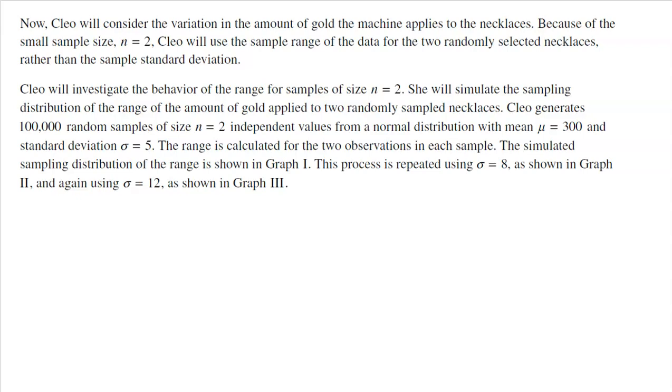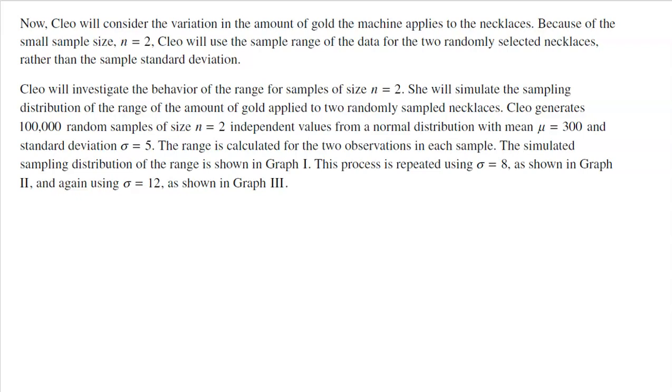When you only have 2 necklaces, the standard deviation might not be worth measuring. But looking at the range, the distance between the 2 values, is actually really easy. There's only 2 values, one's going to be the min, one's going to be the max, so just subtract to find the range. Now, Cleo will investigate the behavior of the range for samples of size 2. Again, that's what a sampling distribution is doing, right? It examines the behavior of all possible sample statistics. In class, we deal with means and we deal with proportions. We don't usually work with ranges, but that's what they're trying to get you to understand.